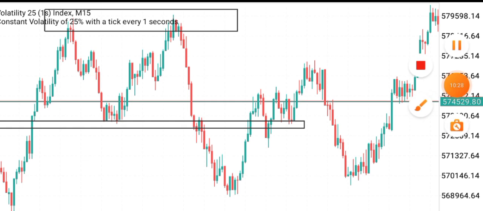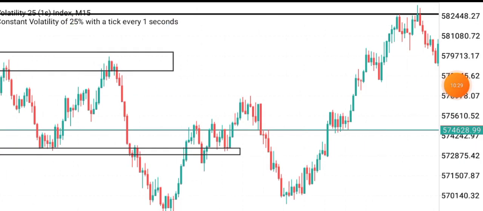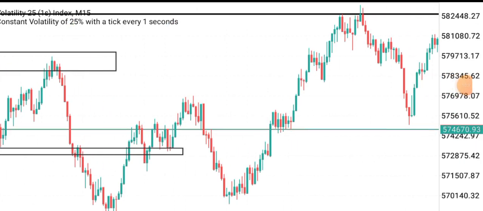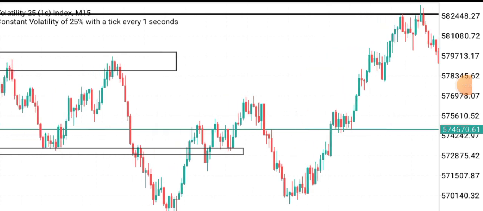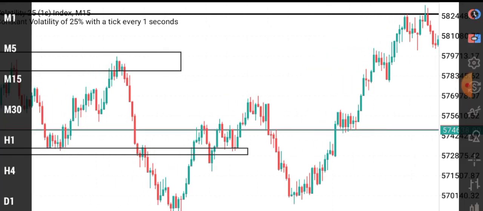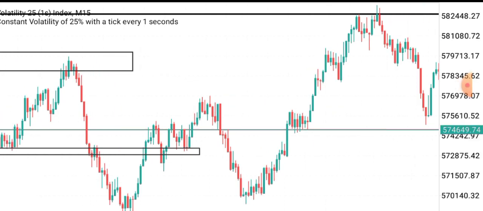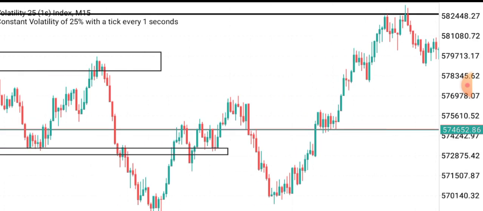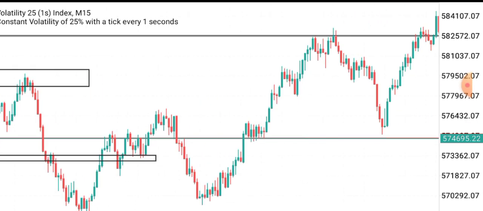Let me just trace it. Okay, no, I didn't take the second trade there. You can see on the screen. All right, so that's where I took the first trade. Then the second trade I took was here.